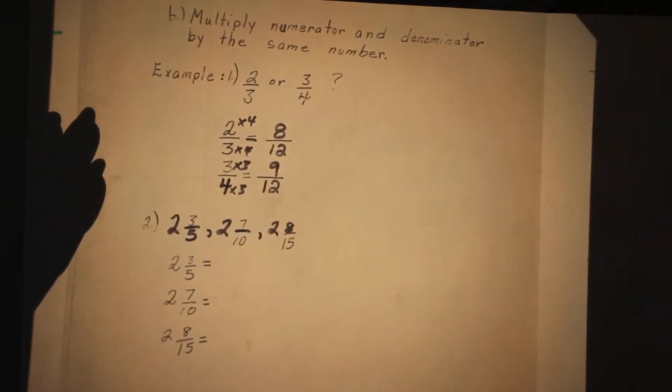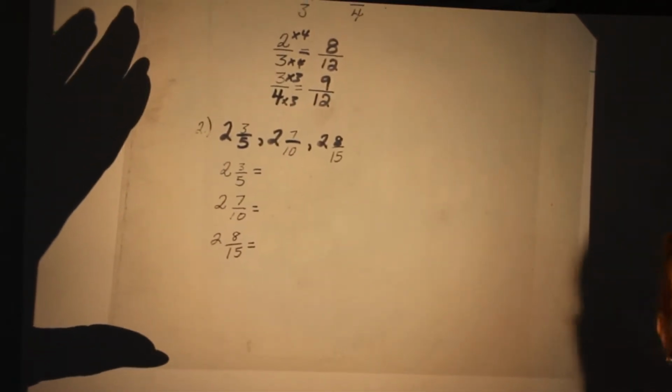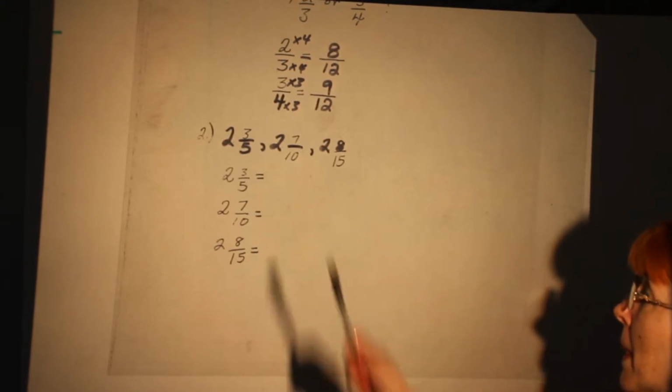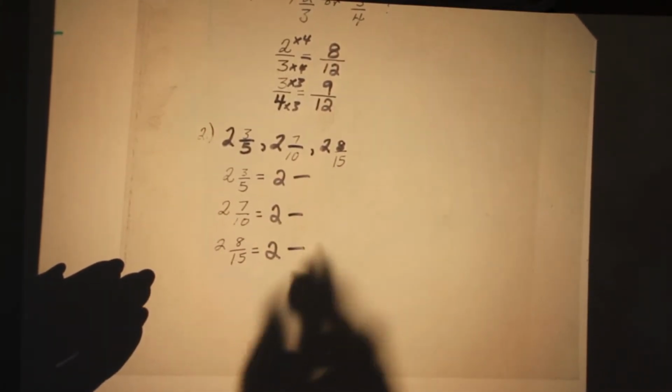If you have mixed numbers, I have the same whole number, 2, 2, and 2, but each of the fractions is different: 3/5, 7/10, 8/15. To convert them, we need to leave the 2's alone in this case, because they're all the same. So our whole number is 2. What we need is a common denominator.